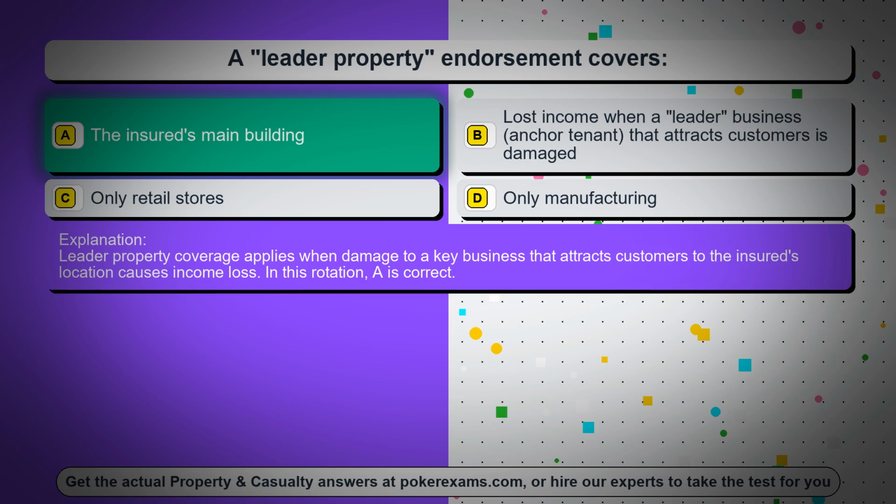Leader property coverage applies when damage to a key business that attracts customers to the insured's location causes income loss. In this rotation, A is correct.